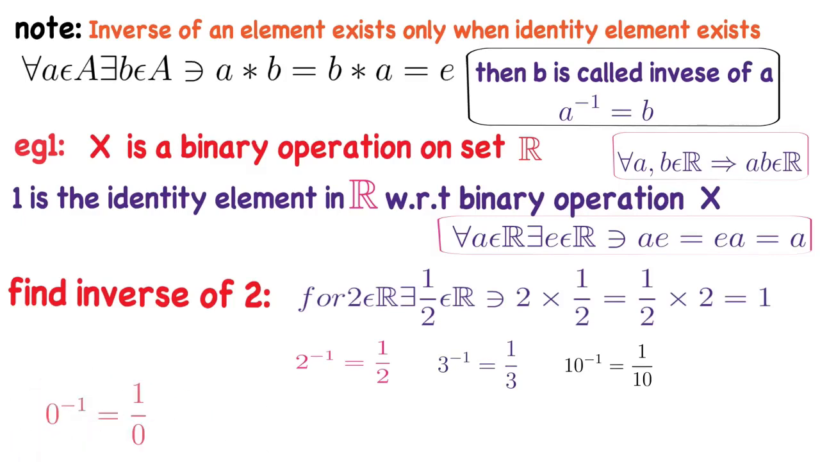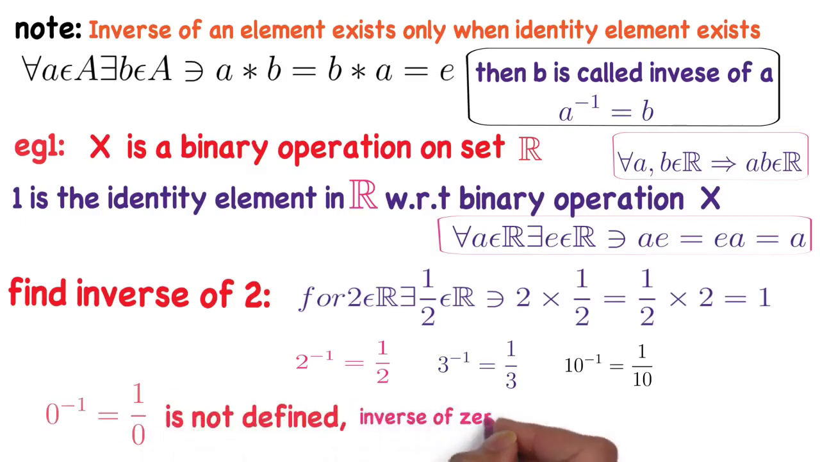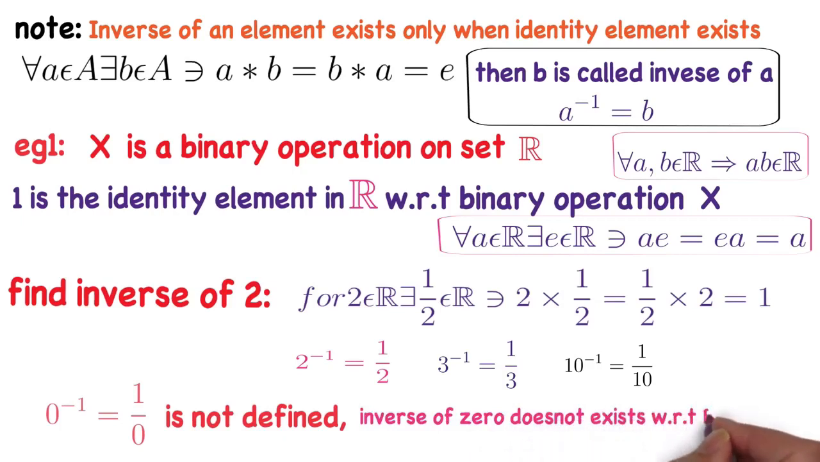Now what is 0 inverse? 0 inverse is 1 by 0. What is 1 by 0? 1 by 0 is not a real number, it is not defined. So the inverse of 0 does not exist with respect to binary operation multiplication in R.